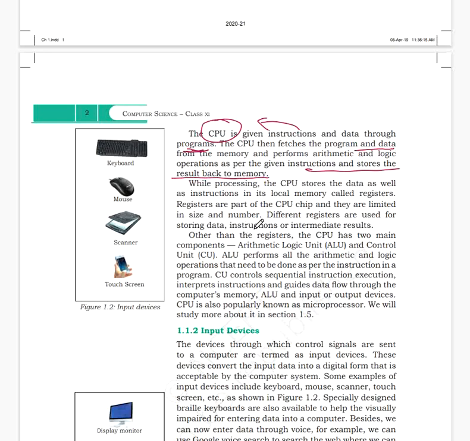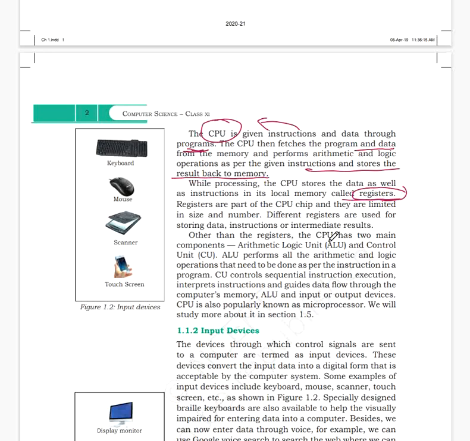While processing, the CPU stores the data as well as instructions in its local memory called the registers. This is another storage device, and it is the fastest one in the system. If we talk about the hierarchy of memory on the basis of accessibility or access time, the register is the fastest memory device used in the computer.